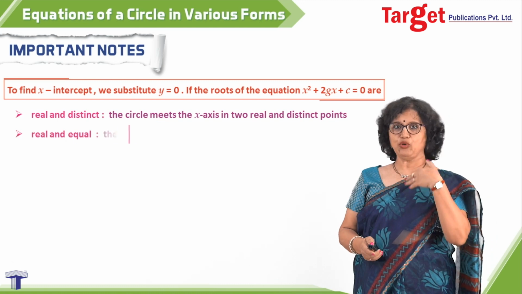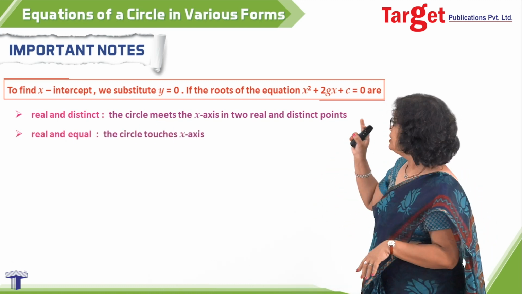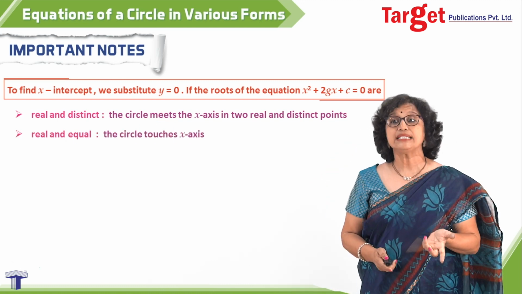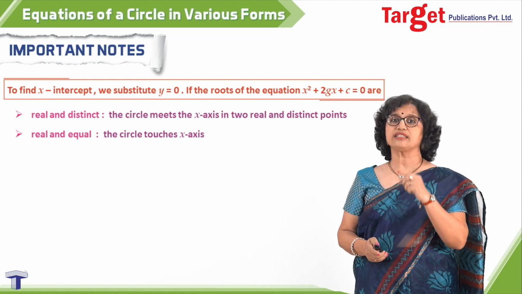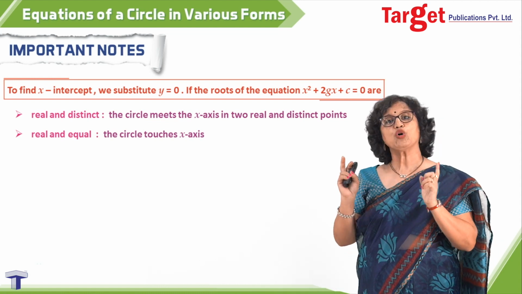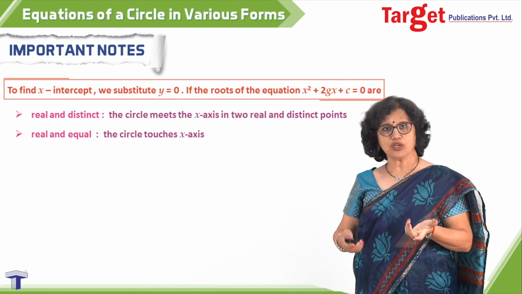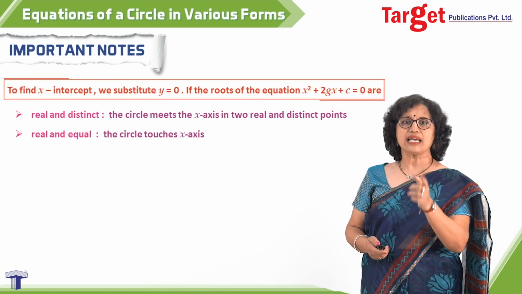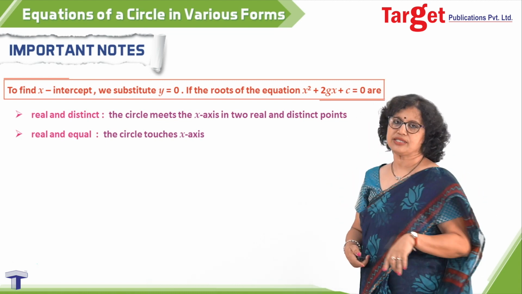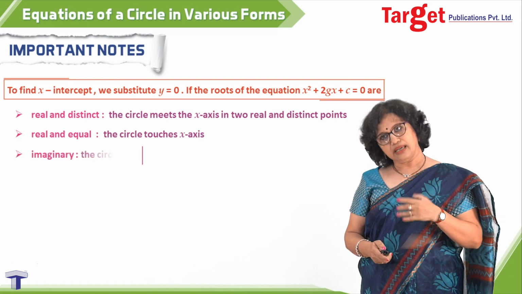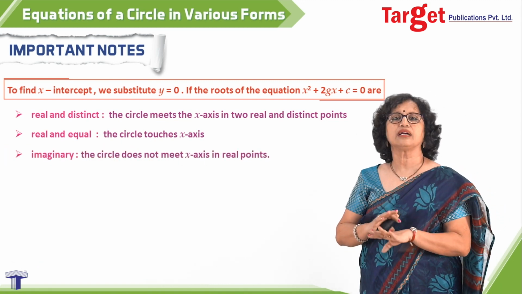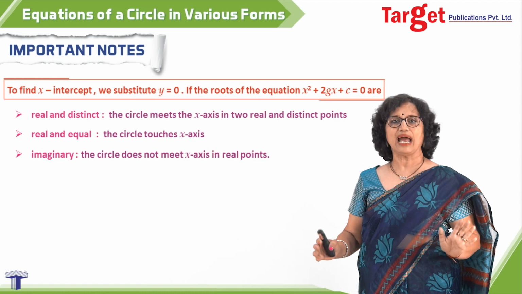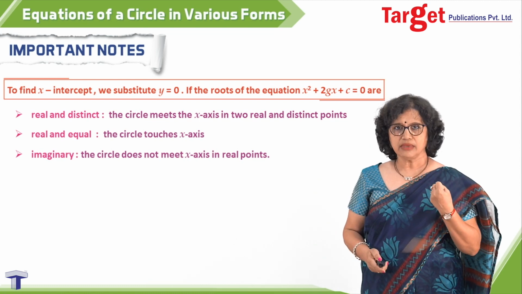Now next, you can start writing on your own also. If the roots are real and equal, then the circle just touches the x-axis. Why do I say touches the x-axis? Because both the points happen to be the same. So of course the circle meets the x-axis at one point, or I can say it touches the x-axis. And if the roots are imaginary, then the circle does not meet the x-axis at all. That would be the interpretation.